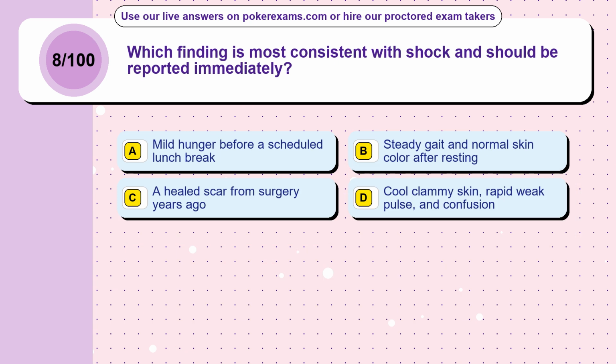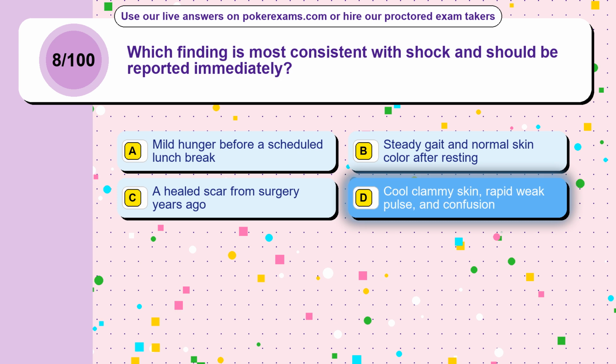Question 8. Which finding is most consistent with shock and should be reported immediately? Option A. Mild hunger before a scheduled lunch break. Option B. Steady gait and normal skin color after resting. Option C. A healed scar from surgery years ago. Option D. Cool clammy skin, rapid weak pulse, and confusion.